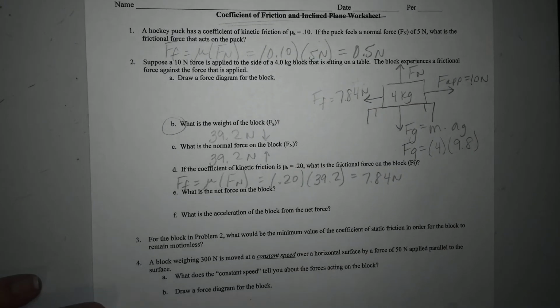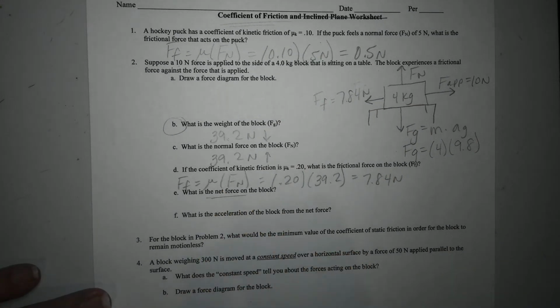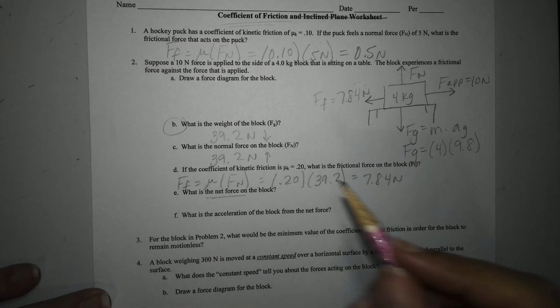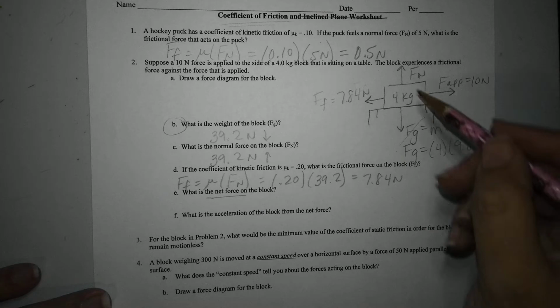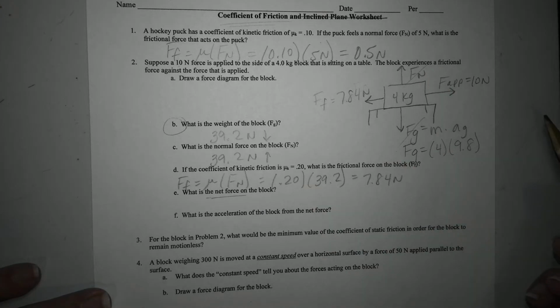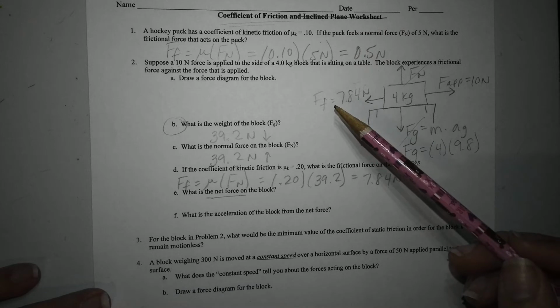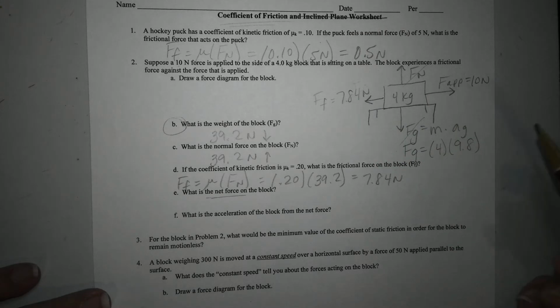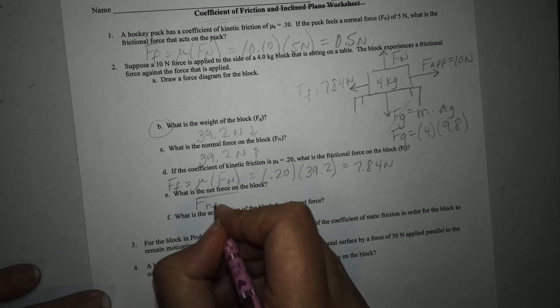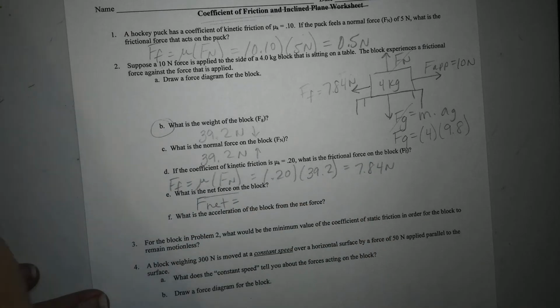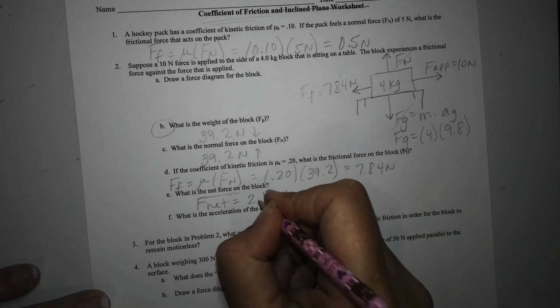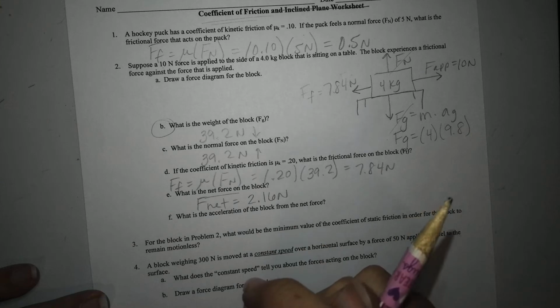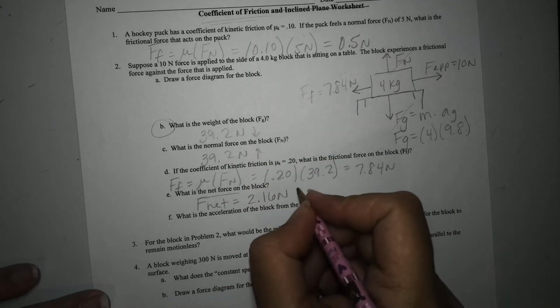All right, part E says, what is the net force on the block? So remember, net force is where we compare our ups and downs and lefts and rights. We know that weight and normal force are equal and opposite, so we don't really need to worry about our up and down, so let's just worry about our left and right. So left is 7.84, right is 10, so what's the difference between those? 10 minus 7.84 is 2.16 newtons. That's our overall force, the whole entire force acting on the object. In what direction is it going? It's going to the right.